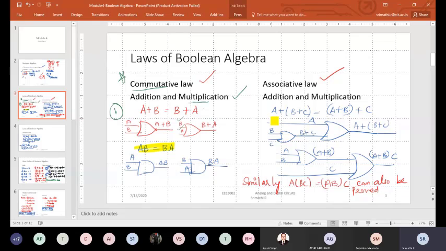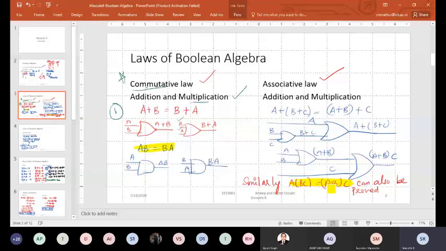And associative law, similarly associative law for addition. I'm going to add three variables, otherwise three literals, A, B and C. First I'm giving B plus C in the OR gate, and then I give B plus C as one input to the second OR gate, and A as one more input to the second OR gate. So I get A plus B plus C. A plus (B plus C) is also equal to (A plus B) plus C. This is the associative law for addition.